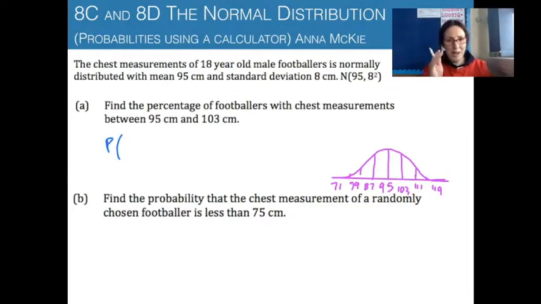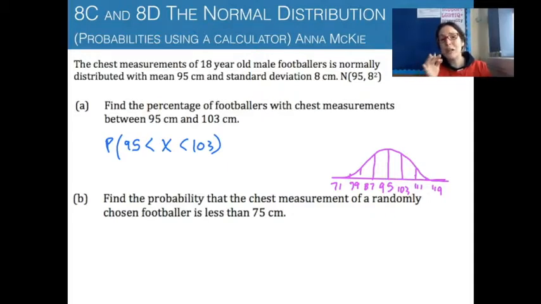However, let's get into the habit of writing a probability statement. Particularly in South Australia, you must write this every time you do a question leading up to the exam. That's what I'm training you up for. So between 95 and 103, we're using X to represent a randomly chosen footballer. The question that you might ask is it equal to 95 or not equal to? And same with 103.